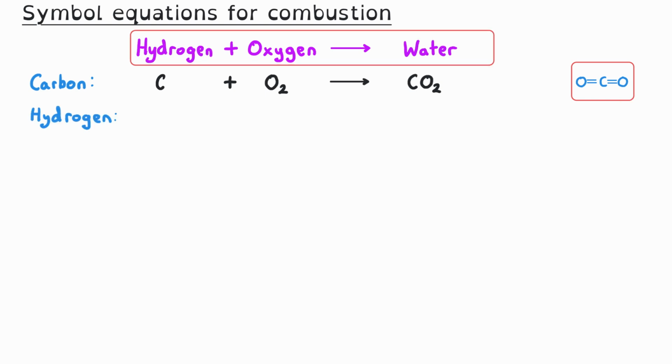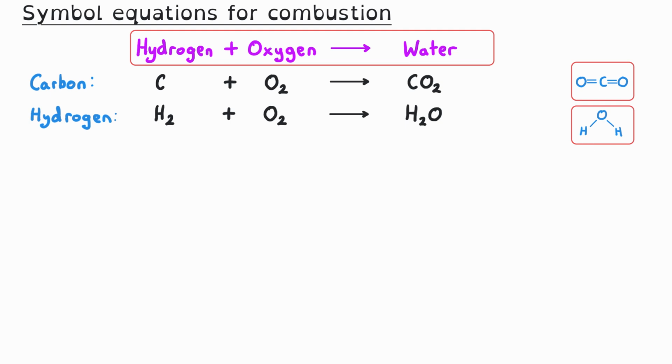If we were burning hydrogen fuel, the word equation is hydrogen reacts with oxygen to produce water, but the symbol equation has hydrogen, which is a diatomic molecule with the formula H2, and oxygen again, and we produce water, which is H2O, which is a simple molecule containing two atoms of hydrogen and one atom of oxygen.